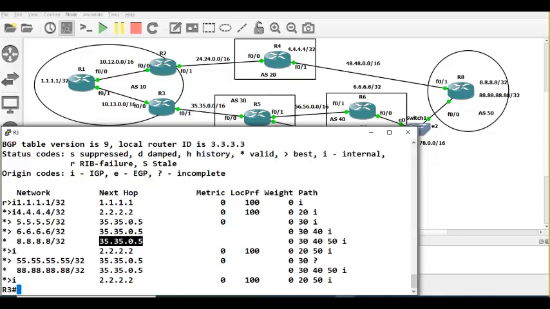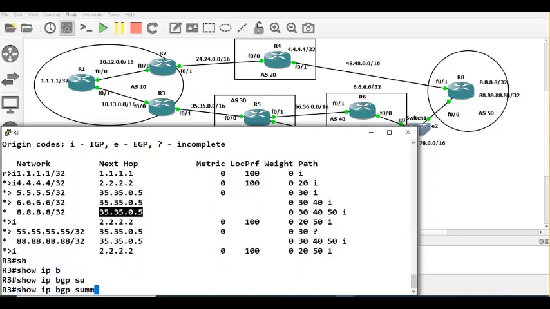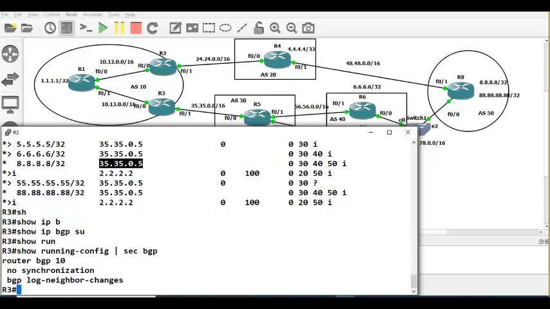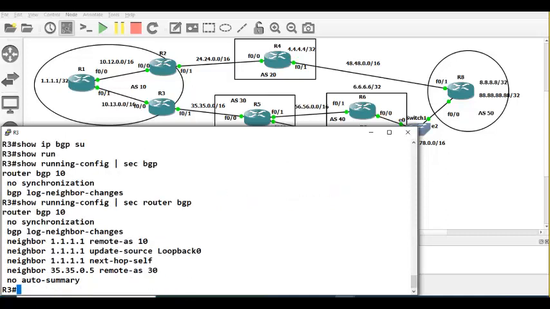Is it anything related to the next hop? No. Next hop is already given. Let me check. Show IP BGP summary. Sorry, show run. Router BGP. You see, I have given next hop self. Likewise, I have also given next hop self on router 2.